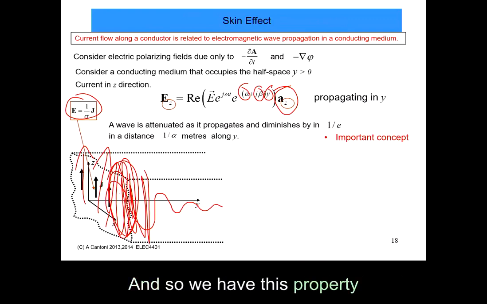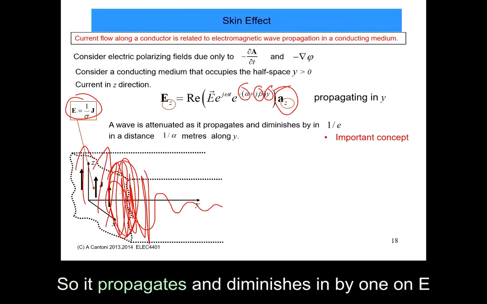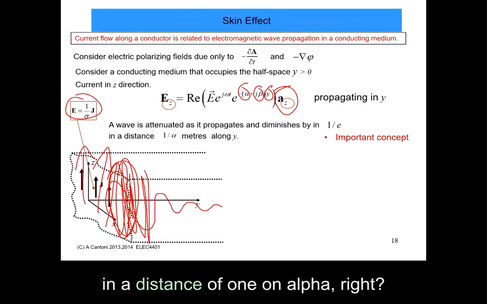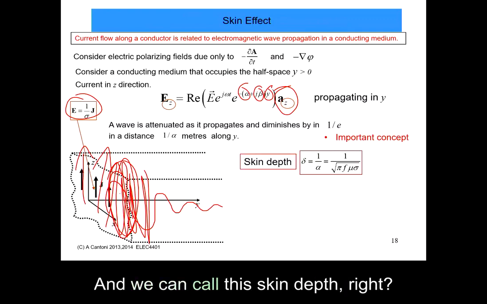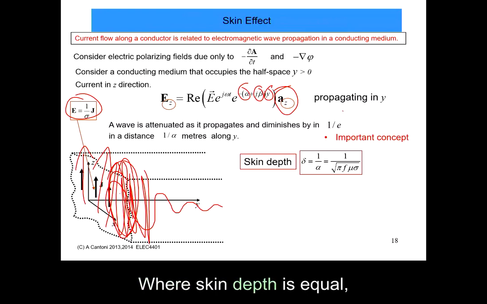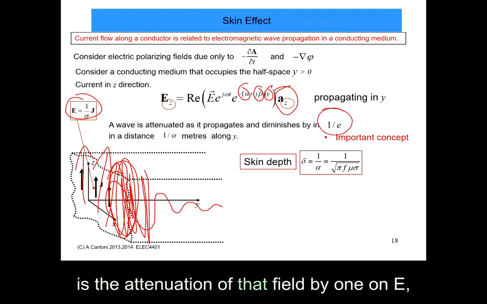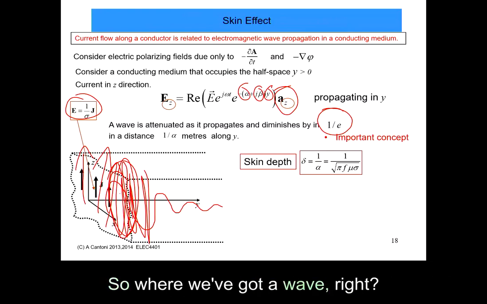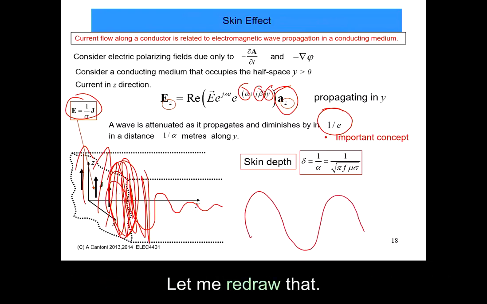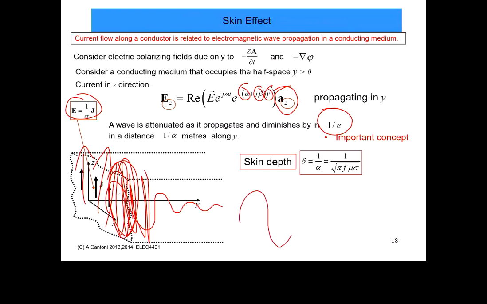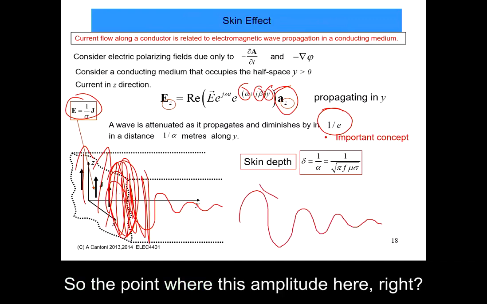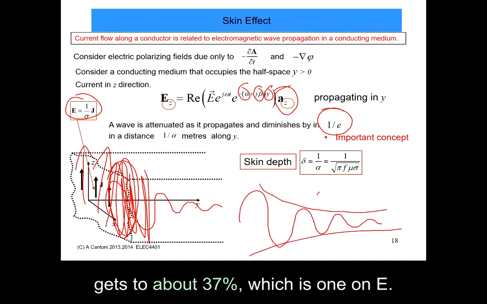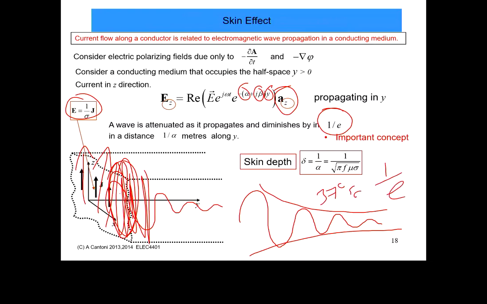And so we have this property that we've come up against multiple times, right? So it propagates and diminishes by 1 on e in a distance of 1 on alpha, right? And we can call this skin depth, right? Where skin depth is the attenuation of that field by 1 on e, which is about 37%. So where we've got a wave, right, that's going like this. Sorry, let me redraw that. So the point where this amplitude here gets to about 37%, which is 1 on e, that distance that it takes to get to that point is going to be our skin depth. Does that make sense?